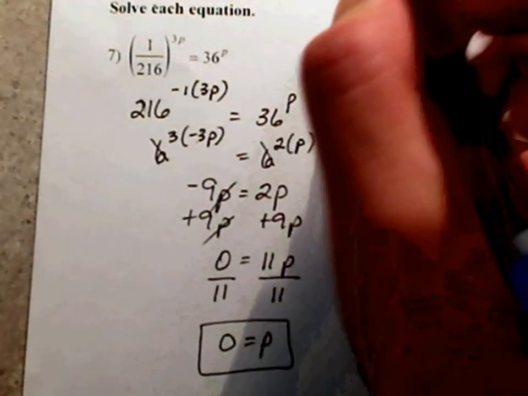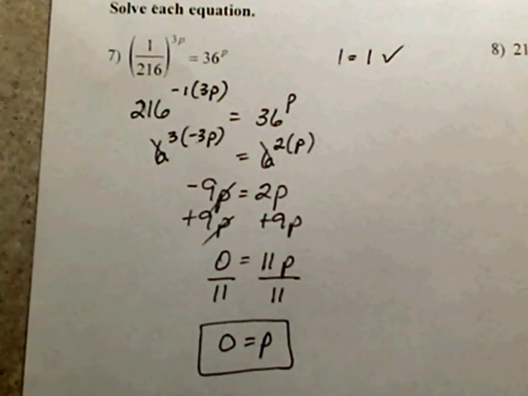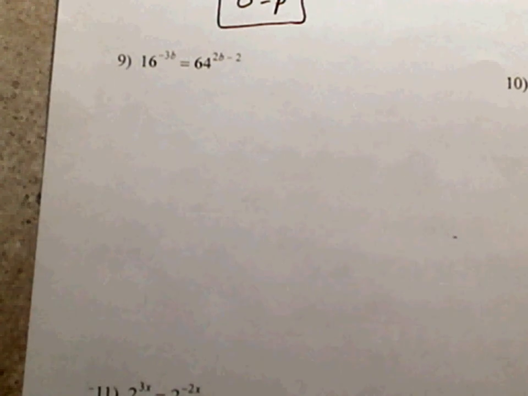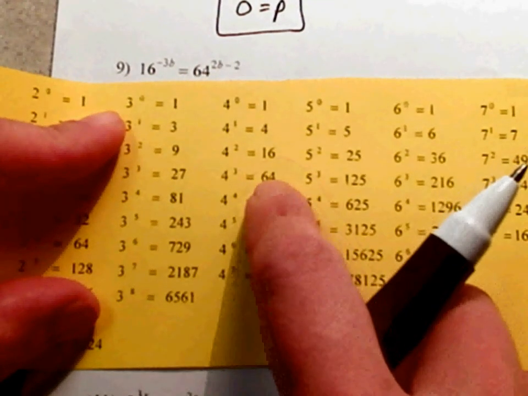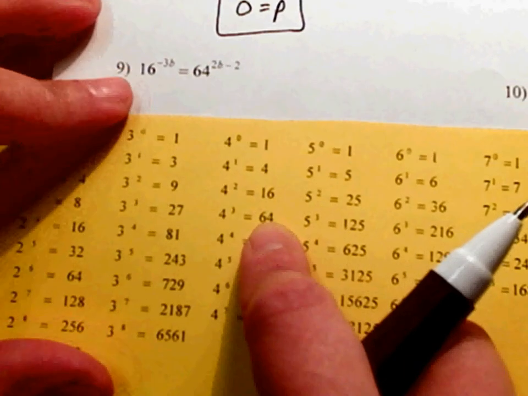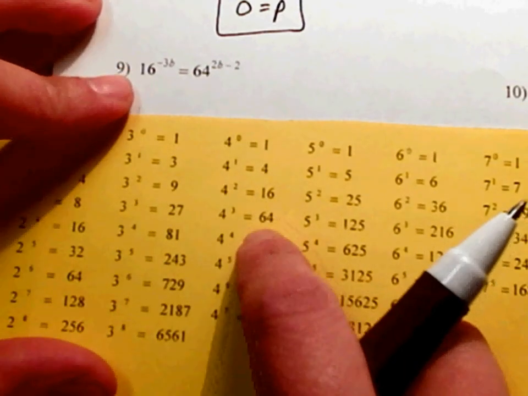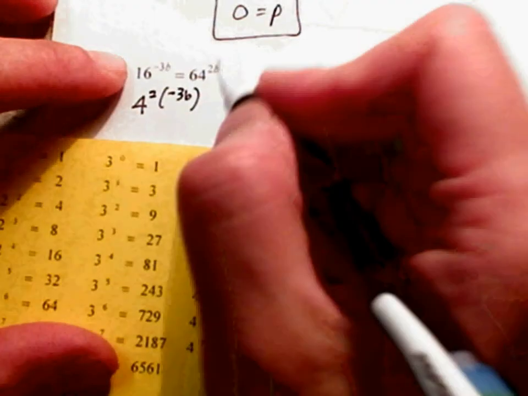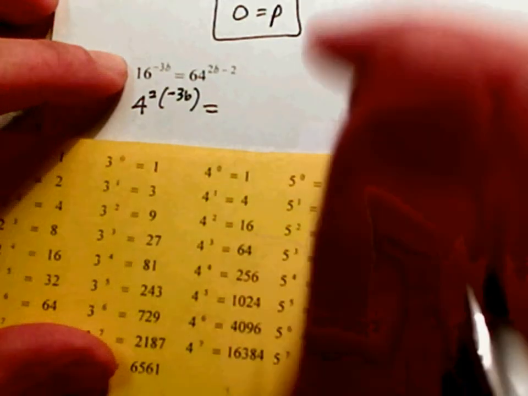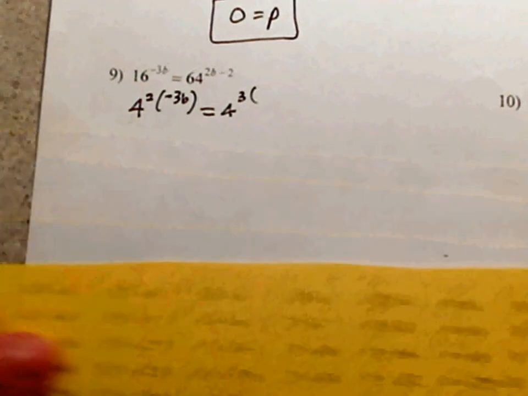Number 9. Now let's take a look. I'm banking that 16 is probably a 4. So let's go to a 4. You got a 16 and a 64. Do you guys see that right there? So instead of writing 16, I'm going to write it with the same base. I want to use the base of 4. So 4 squared to the 3b, you see that right there? 4 squared is the same thing as 16, equals 64, which is the same thing as 4 to the 3rd power, see the 64, to the 2b minus 2. Notice I have like bases on both sides.